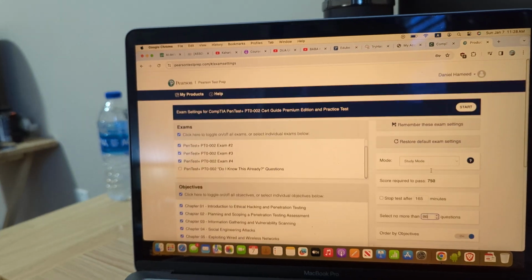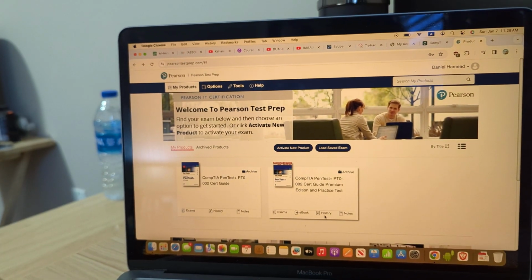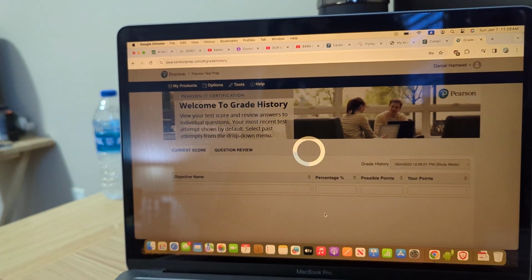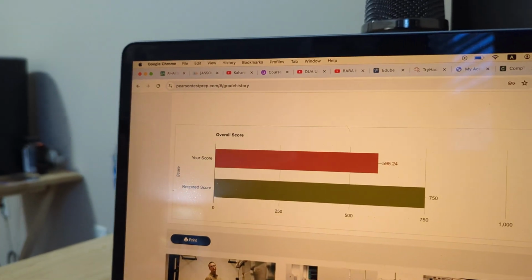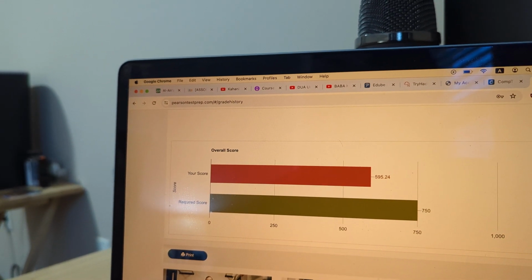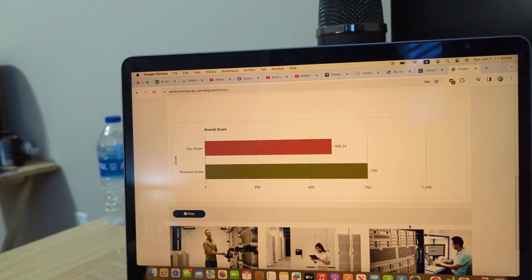So I went through them, and if I go to my history, I was not doing very good, I believe. So this was my score, 595. 750 was the passing, so I was 150 shy. The next thing I did really helped.